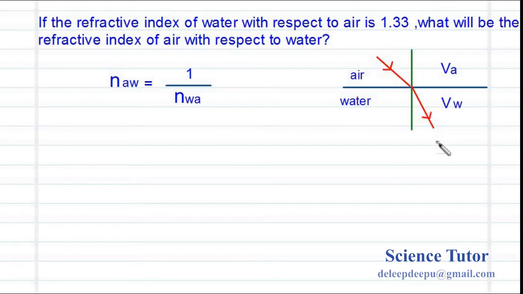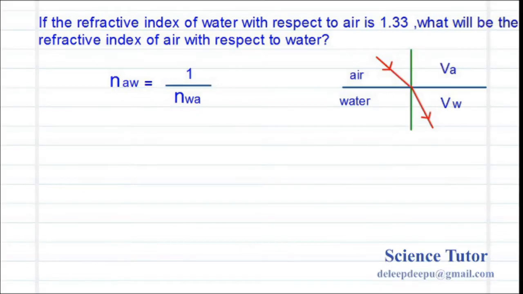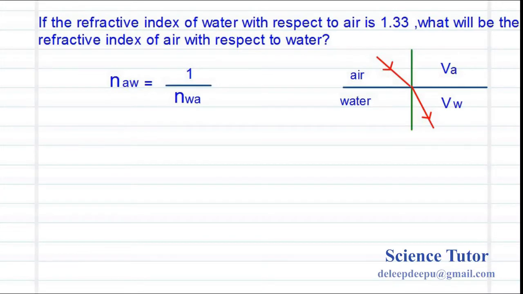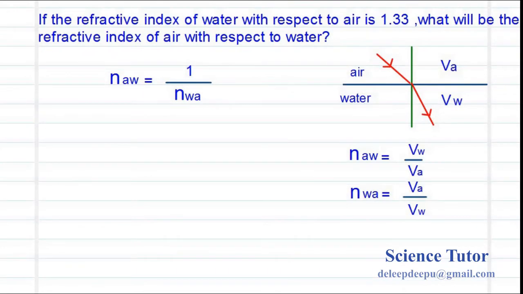Here you can see light is traveling from air to water. Air is a rarer medium and water is a denser medium. The speed of light in air is equal to VA and speed of light in water is equal to VW. Refractive index of air with respect to water is equal to speed of light in water divided by speed of light in air. Same way, refractive index of water with respect to air is equal to speed of light in air divided by speed of light in water.